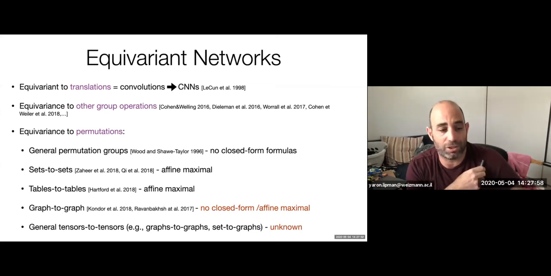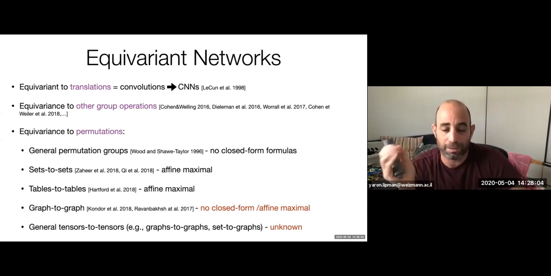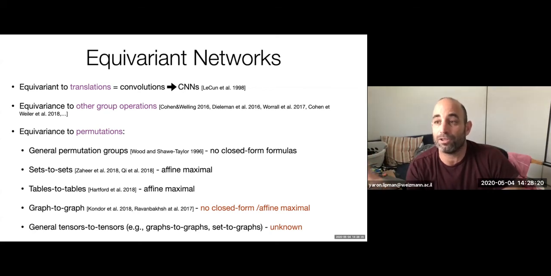There were some generalizations to tables, which is a kind of interesting data structure, but I didn't mention it. But the very interesting problem of graphs, how to construct equivariant graph networks, was not known. At least we couldn't find any closed form formulas for the equivariant linear transformations, and there was no characterization of all the possible linear layers that are equivariant for graphs. So that's the first thing, and we were not aware of any results going between different irregular structures, like sets to graphs, graphs to sets, hypergraphs, and so on.